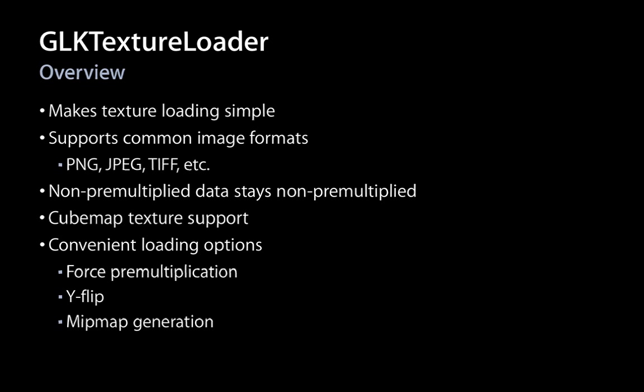So we have texture 2D support, cube map support, and a number of convenient loading options when you're loading your images. If you want to force premultiplication, that's an option you can set. We'll Y-flip the image for you if you want, put it in a native GL orientation, and you can turn mipmap generation on or off.